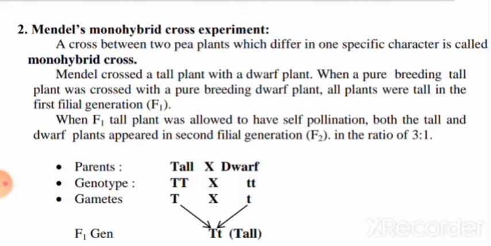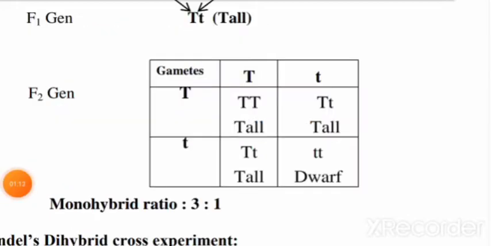Capital T, small t, and the gametes are capital T, small t, and in F1 it is cross-pollinated, capital T and small t. It is tall because T is dominant in nature. F2 generation, gametes, draw the checkerboard, capital T, small t, capital T, small t. Monohybrid ratio is 3:1, the genotypic ratio is 1:2:1, and the phenotypic ratio is 3:1.